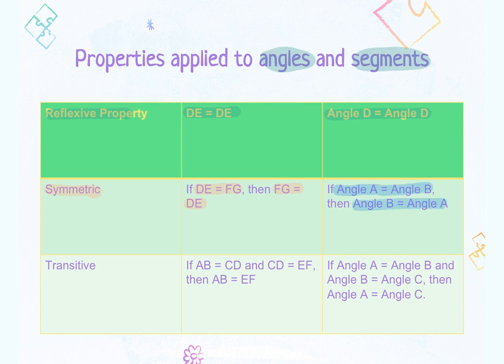Lastly, transitive also works for segments and angles. If AB equals CD and CD equals EF, then remember transitive says join the two together, eliminate that CD and join the two together, AB would equal EF. And for an angle, if angle A equals angle B and B equals angle C, then I can join A and C together and say that they are equal to each other.